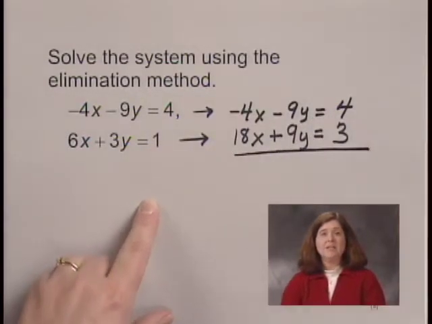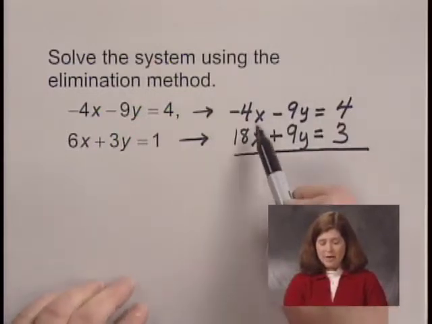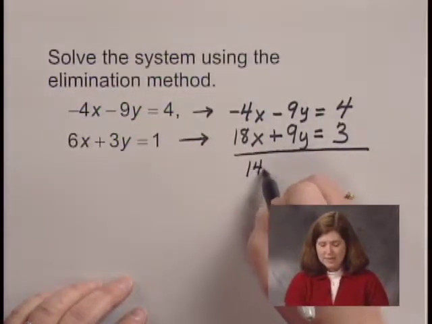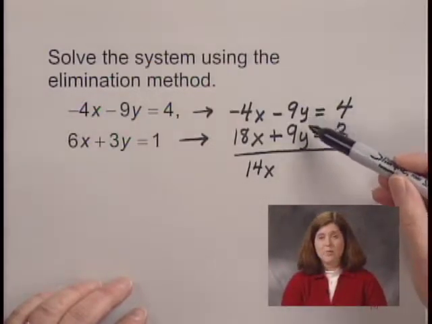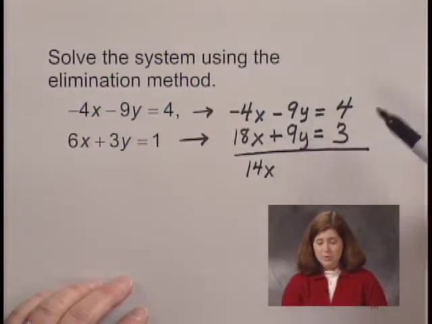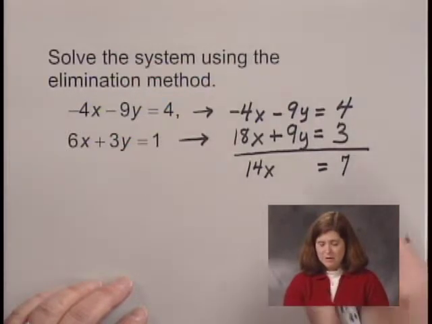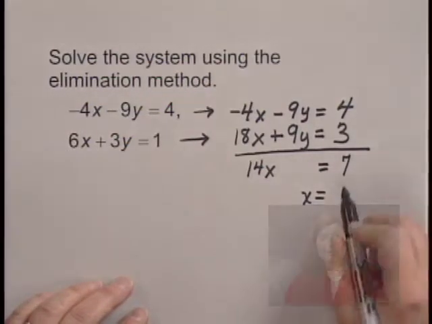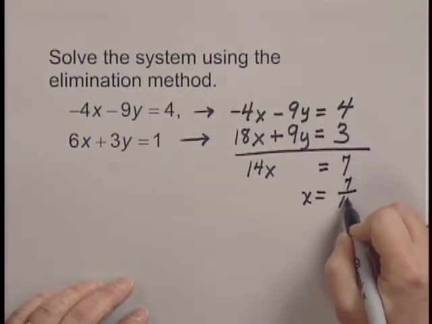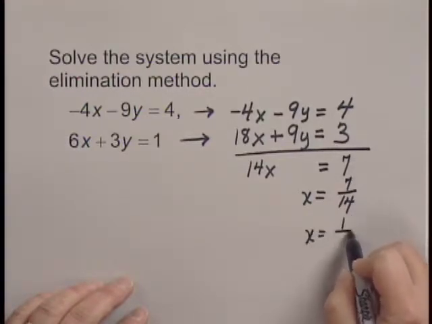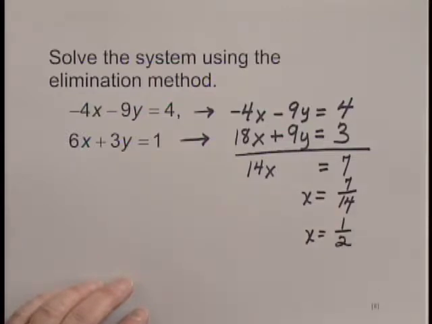Now when I add these two equations, I have negative 4x plus 18x is 14x, negative 9y plus 9y is 0, and 4 plus 3 is 7. So I have 14x equals 7, and dividing both sides by 14, x equals 7/14, or x equals 1/2.